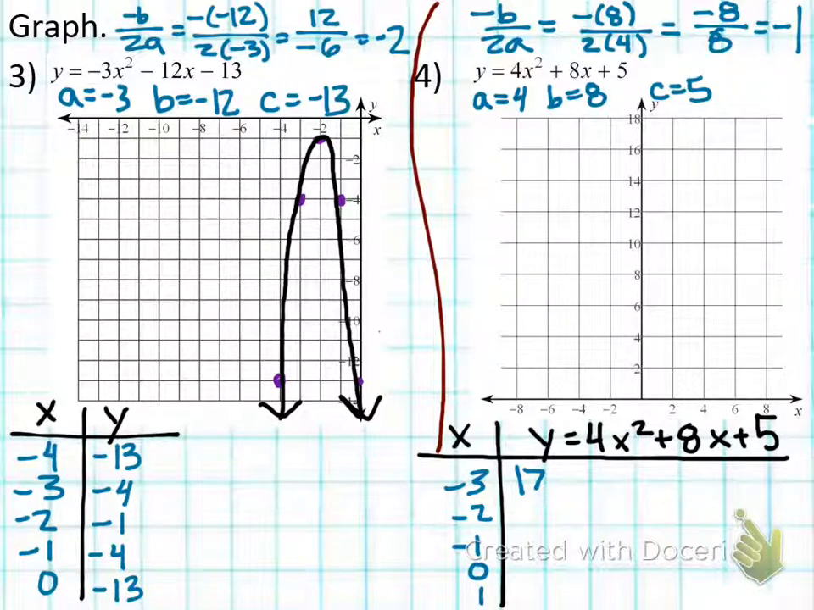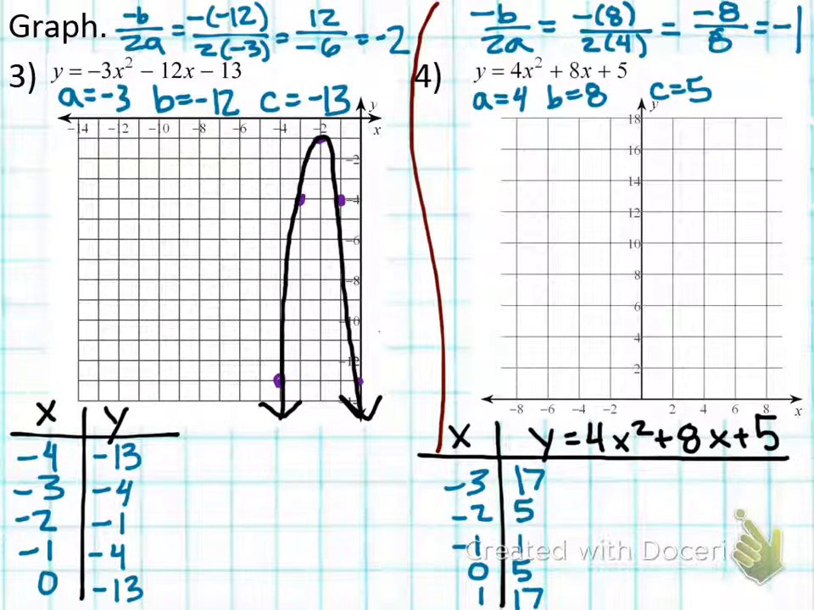-2, how about Jared? Did you get -2 when you plug in -2 for x? What'd you get for y? 5. Okay, I got 5 as well. And -1. Let's have Andrew. Did you plug in x equals -1? What'd you get for y? -1. I got +1. So check your negatives. All right, and then the pattern works the other way. So quickly, we get 5 and 17 going the other way as well.